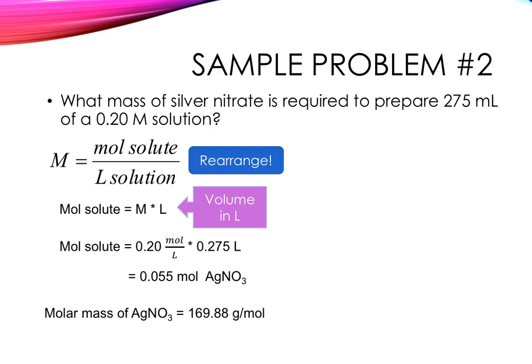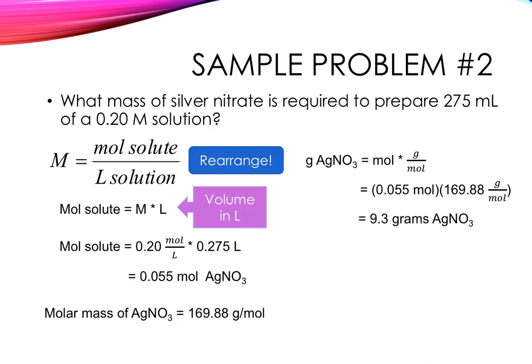And so then I can just use my gram to mole relationship to find the mass of the silver nitrate. So the moles times the grams per mole would leave me with grams. And so I end up getting 9.3 grams of silver nitrate. Again, I can only report my answer to 2 sig figs because the molarity of the solution that was given had 2 sig figs.